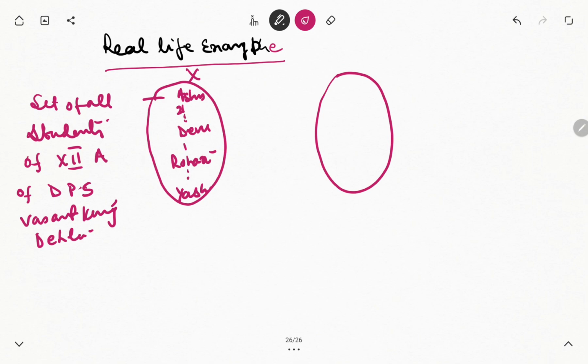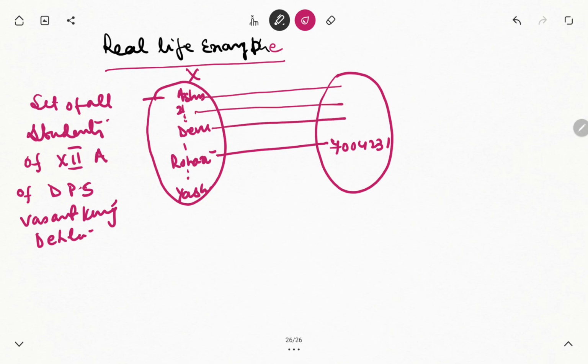Now your roll numbers are assigned for your board exam. So no two students will get the same roll number. Say Rohan has the roll number 7004231. Okay. So no other student will get this roll number. So every element of X has a unique roll number, right? Last up to the 40th. Okay.